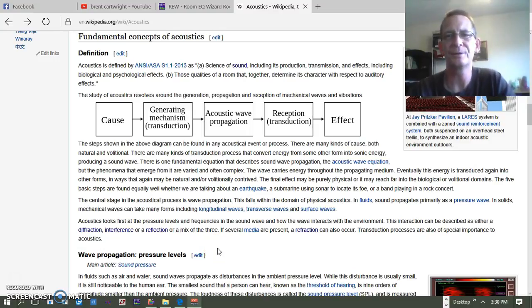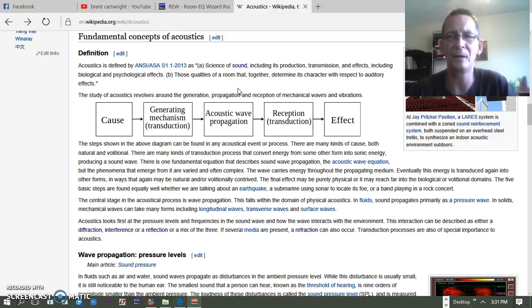All right, so we're going to talk a little bit about the first part of acoustics, and that is the science of sound, including its production, transmission, and effects. The issue there is that the whole subject can be very complex because it's an actual study of the science of sound. So, to give a real quick overview of that would be very difficult.